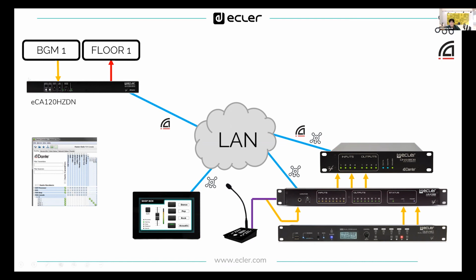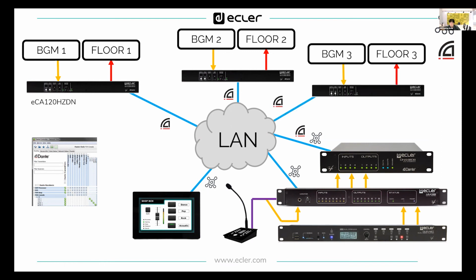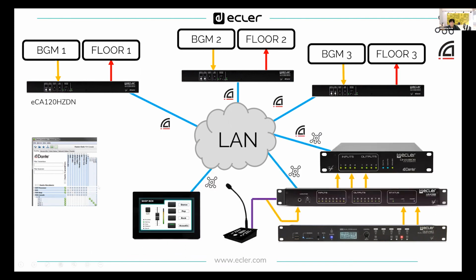Each time background music is playing and a message is sent by the microphone or by the DuoNet, it will be sent here, and the amplifier will give it priority over the background music. We'll have the same for the second floor, and the same for the third floor. We just have to be careful to route the signals accordingly to what you want, in Dante Controller.